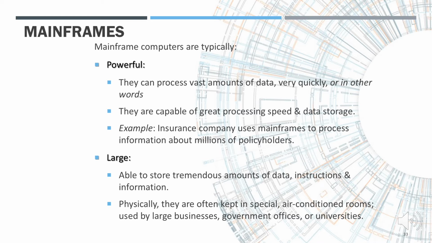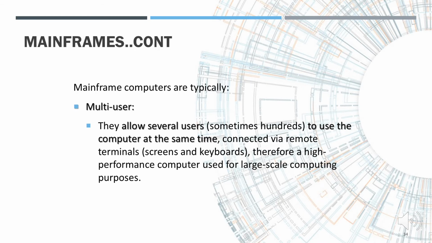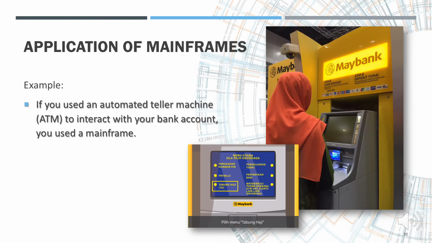So these are examples of the features of the mainframe. Mainframe is also multi-user. They allow several users to use the computer at the same time. The example of a mainframe provided by the bank is the ATM. If you use the ATM, or automated teller machine, to interact with your bank, it uses the mainframe. We will learn about ATM in topic 2.